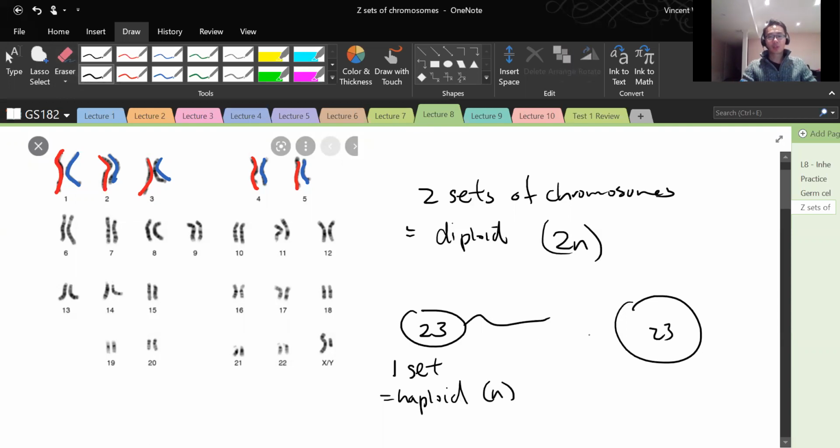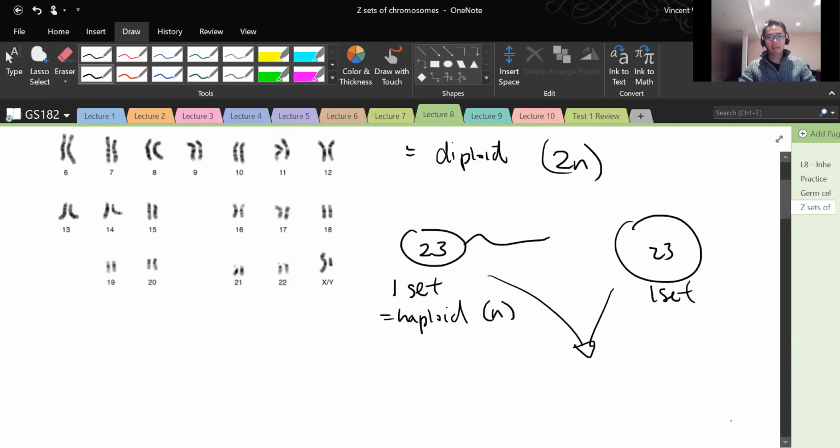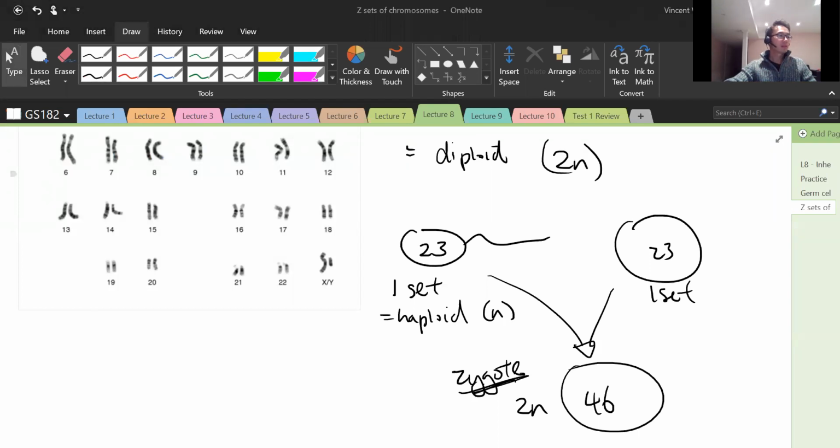So when the sperm and the egg come together, haploid and haploid, to form the zygote, the baby, 23 plus 23, you get back your 46. So now you're 2N again. So this is the zygote, which is diploid. Does that make sense? I hope that makes sense. If you have more questions, please let me know.